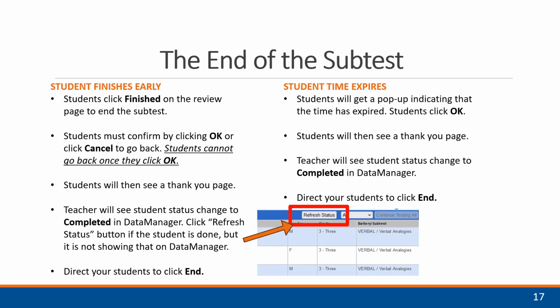The end of the subtest. For the first grade CogAT screener, there are 3 subtests. After you complete each test, please do the following. If a student finishes before the time expires, a Finished button will appear. Students will click Finished. Students must then confirm by clicking OK.